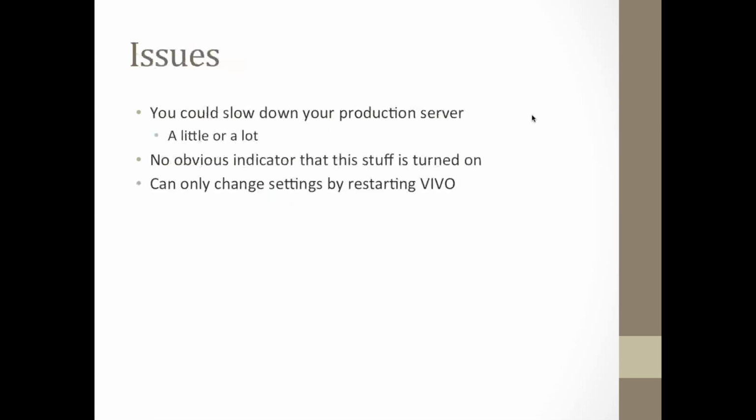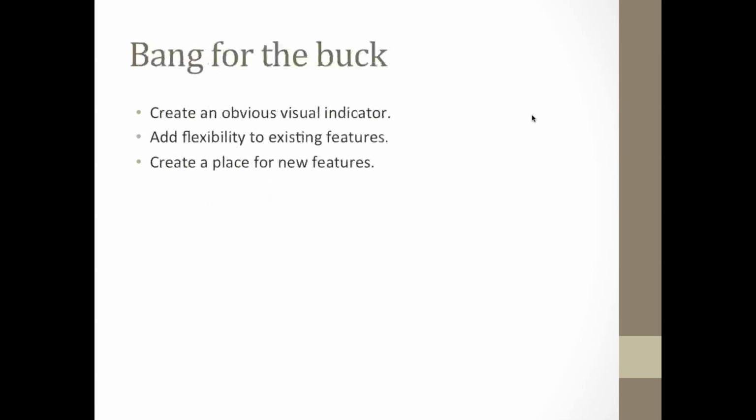And the other thing is that I have to shut down Tomcat and restart it in order to change any of these settings. So I said I want to have that indicator. I want the flexibility to start and stop or modify these features. And I also want to set this up as a framework so that when new diagnostic features are thought of, they can be added to that.